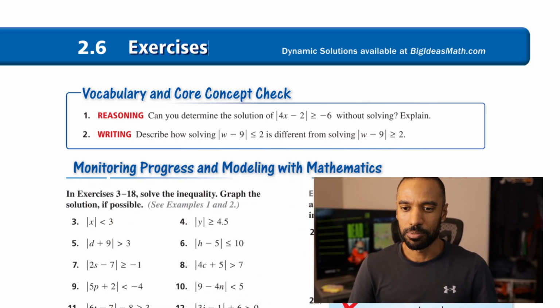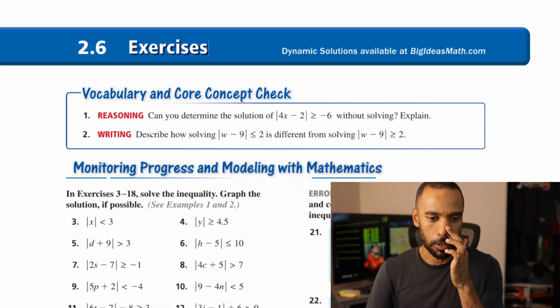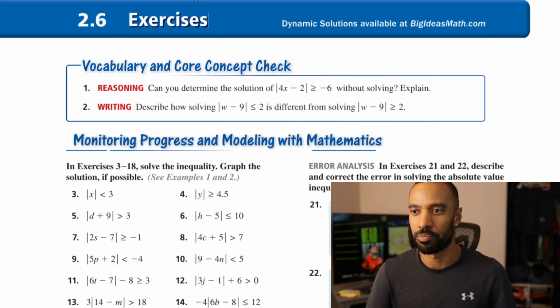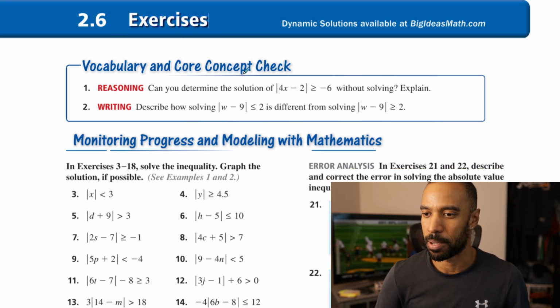Okay, guys, I'm just going to jump to the vocabulary and core concept check. Sorry, again, I sight read these things. I don't see them beforehand, so just doing it with you, learning it at the same time.